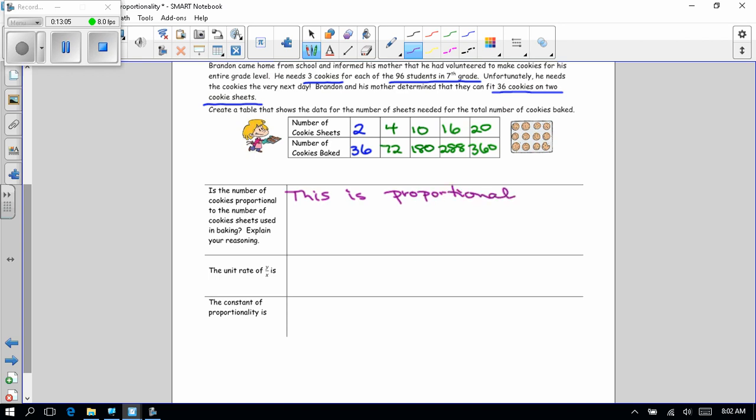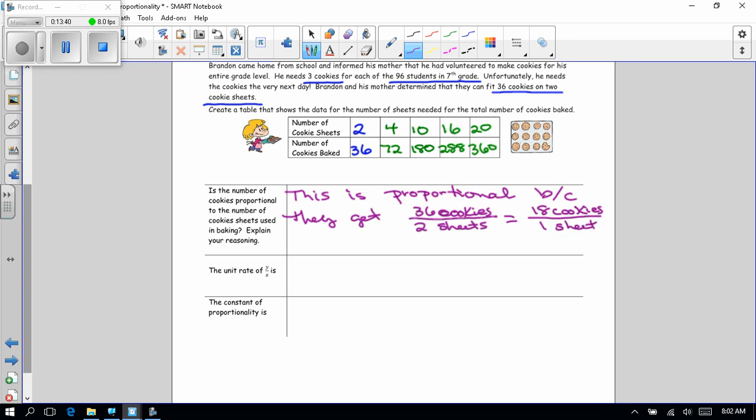Right? This is proportional because, remember I use my crazy abbreviation for because, they get 36 cookies for every 2 sheets. Those could get reduced, I think. They're both even, right? So I think I'm going to turn that into 18 cookies on 1 cookie sheet, right?